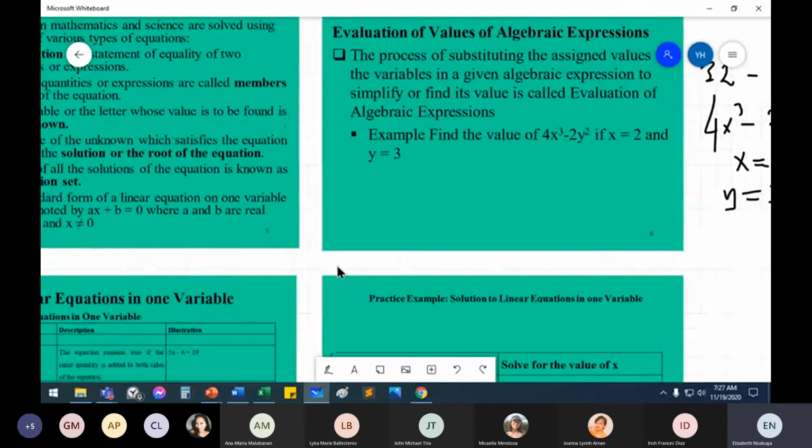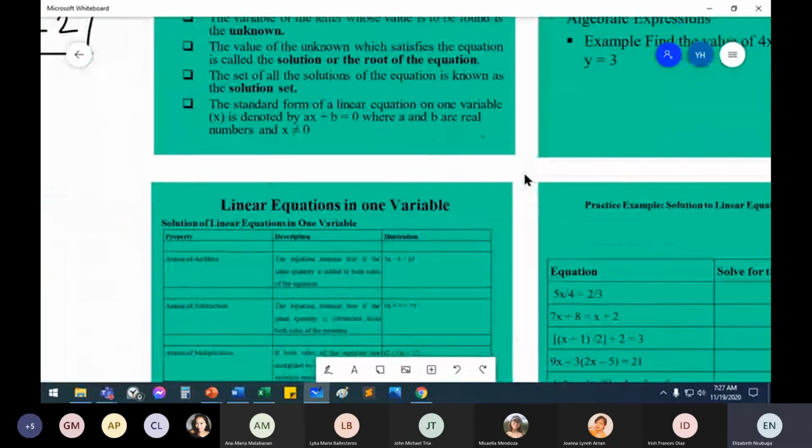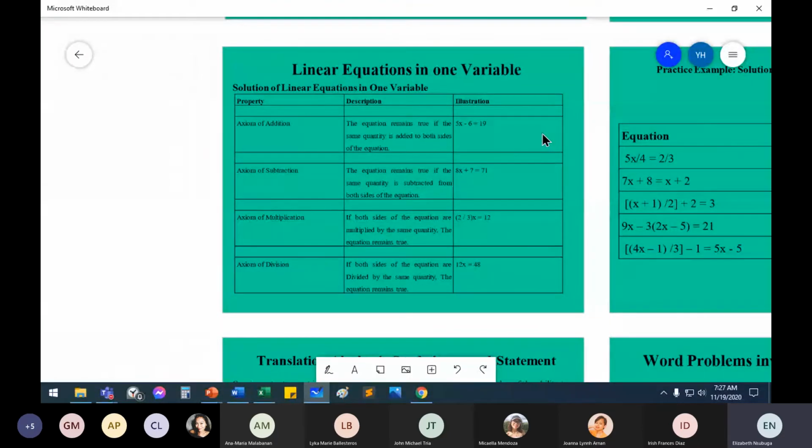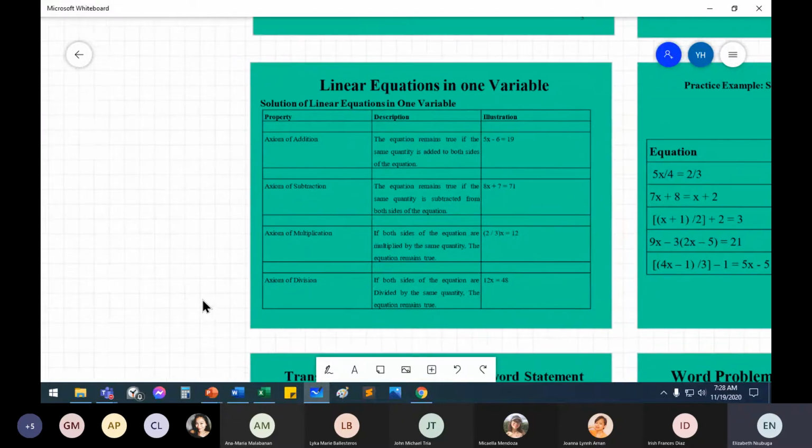Okay, now we are going to do some finding of solutions. Now, when you're going to be evaluating, finding solutions to a linear equation.